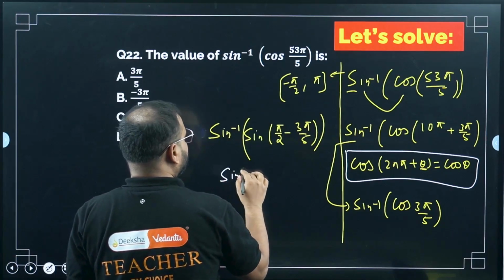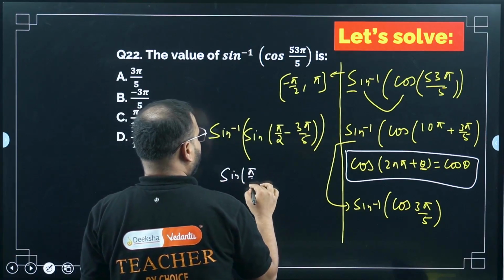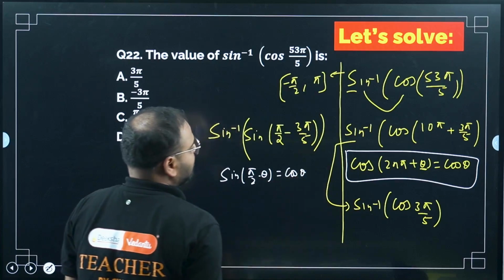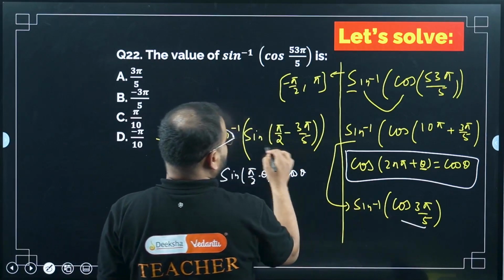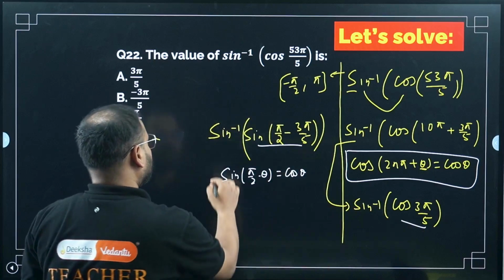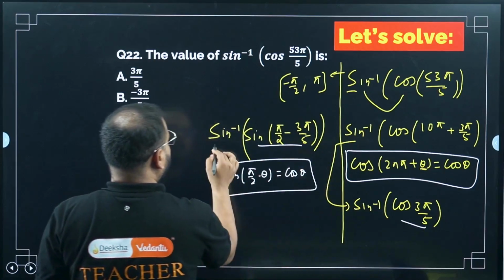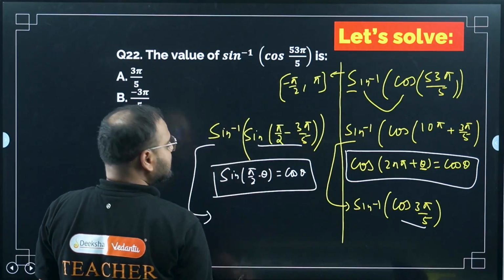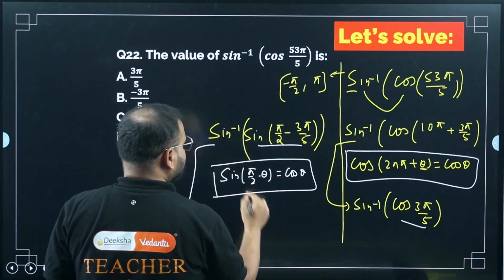Sine of pi by 2 minus theta is what? Cos theta. Same thing. This is sine of pi by 2 minus theta. I hope you understood. Again, this is the formula here. Let's move on with the step. This will become what? Simply sine inverse of sine will be just theta.